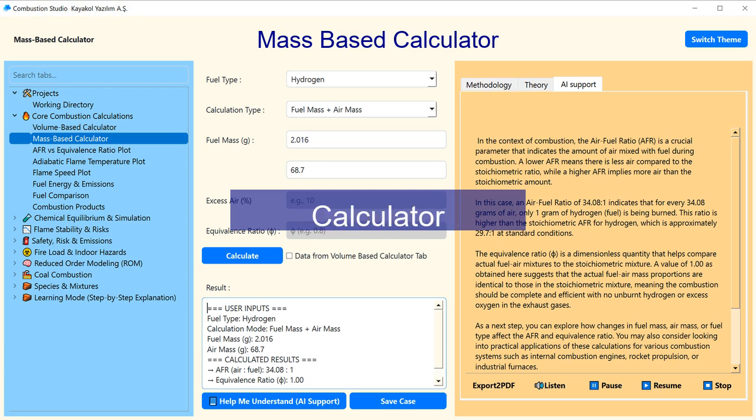The mass-based calculator tab. The mass-based combustion calculator focuses on analyzing the combustion process using fuel and oxidizer masses directly. This approach is particularly useful in experimental or engineering applications where the mass of fuel and air are known or measured directly. It is ideal for comparing combustion efficiency and emission characteristics.